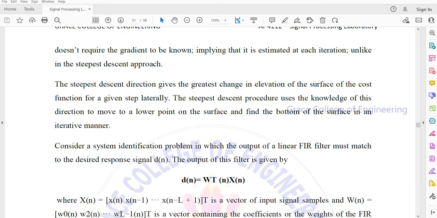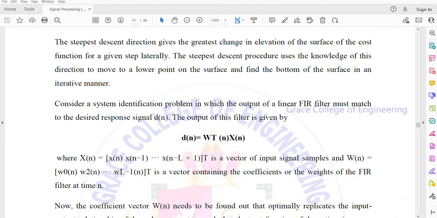The steepest descent direction gives the greatest change in the elevation of the surface of the cost function for a given lateral step. The steepest descent procedure uses the knowledge of this direction to move to a lower point on the surface and to find the bottom of the surface in an iterative manner.